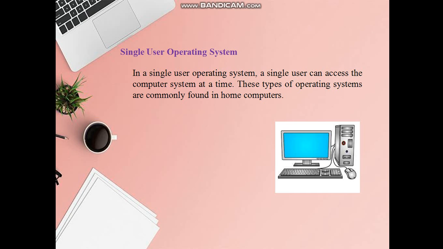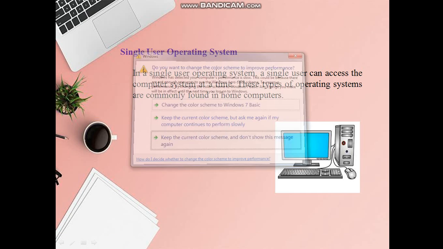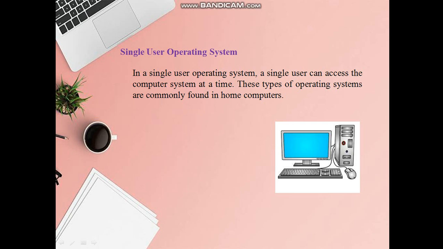And here I have taken one system image. So basically what is a single user operating system? A system where only a single user accesses that particular system is having a single user operating system installed on it. So here in a single user operating system, a single user can access the computer system at a time, and these types of operating systems are commonly found in home computers where only a single user is operating that particular system.